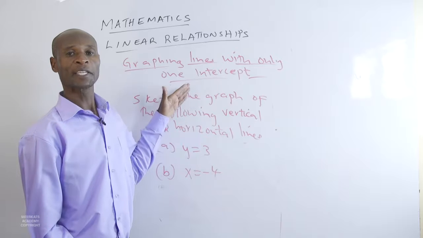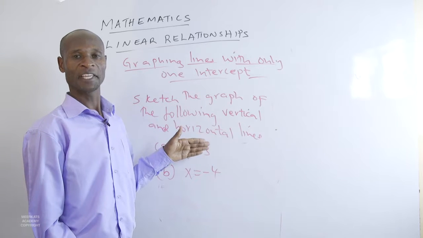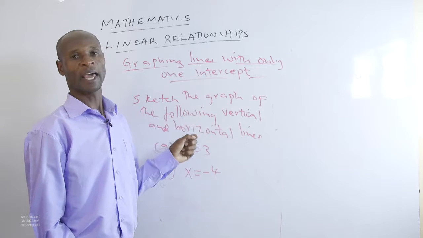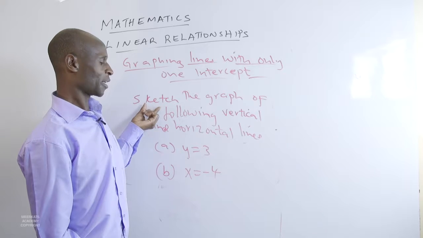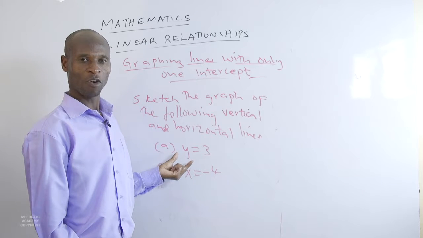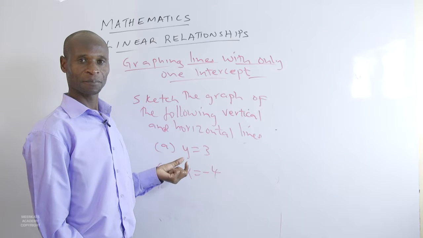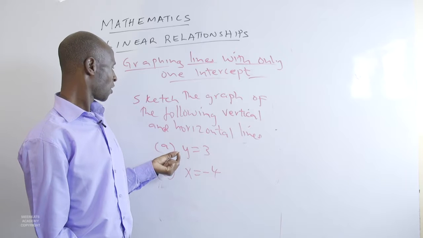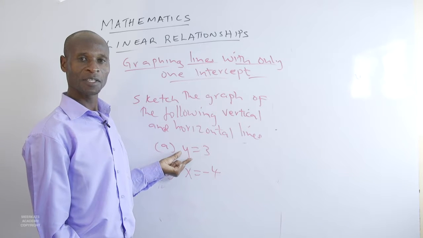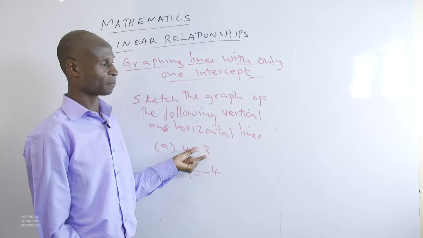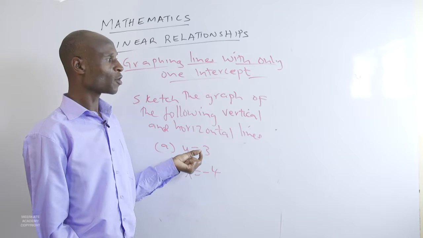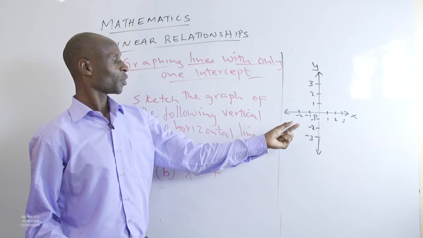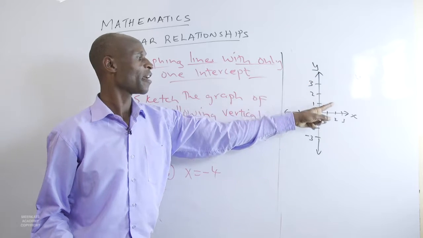Now, we want to consider a case whereby you only have one intercept and you are required to graph the straight line. What we do in this case, you are supposed first of all to look at what is given. In part A, you are required to sketch the graph of a line which is y is equal to 3. So we need to draw the Cartesian plane. We have the y-axis and the x-axis.